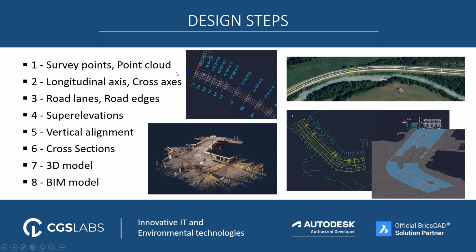We need to get the correct widths of the road lanes and the heights of the road edges so that we get the existing road or the real situation into our project in PLATEIA. Then we need to define the super elevations as they are on the existing road. And then we can also define the vertical alignment, which we can lower or raise as we need.